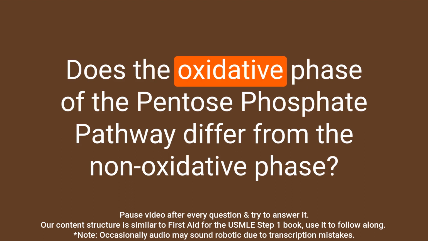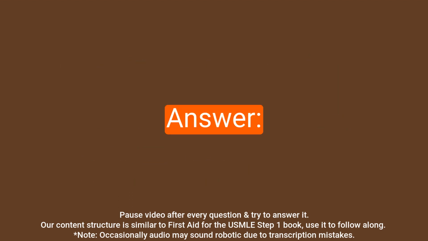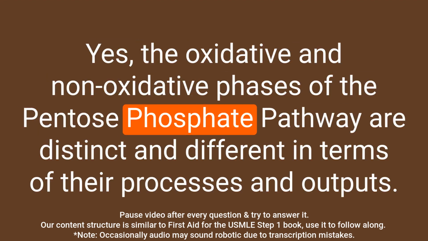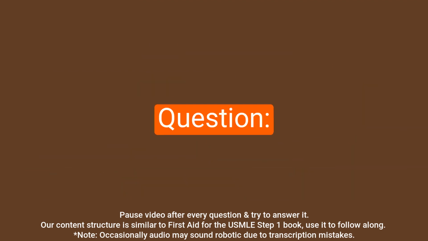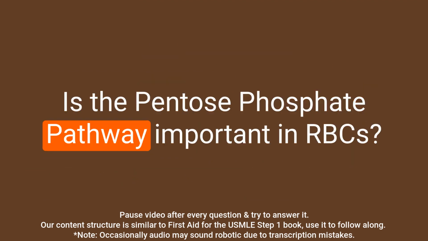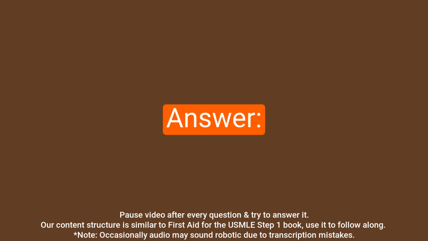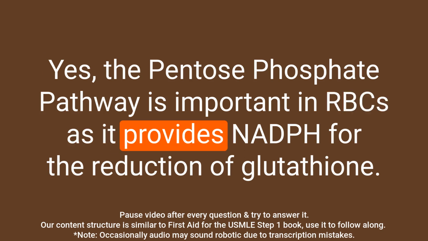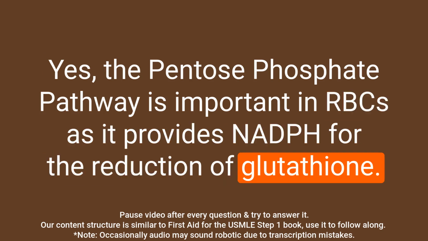Question: does the oxidative phase of the pentose phosphate pathway differ from the non-oxidative phase? Answer: yes, the oxidative and non-oxidative phases of the pentose phosphate pathway are distinct and different in terms of their processes and outputs. Question: is the pentose phosphate pathway important in RBCs? Answer: yes, the pentose phosphate pathway is important in RBCs as it provides NADPH for the reduction of glutathione.